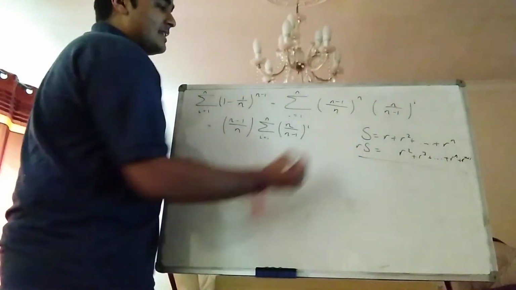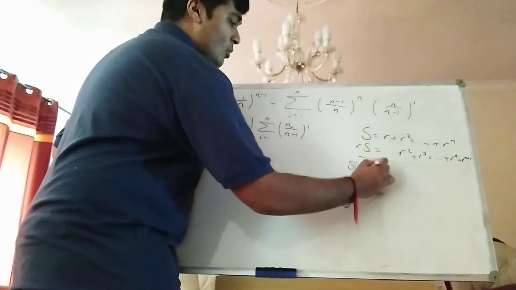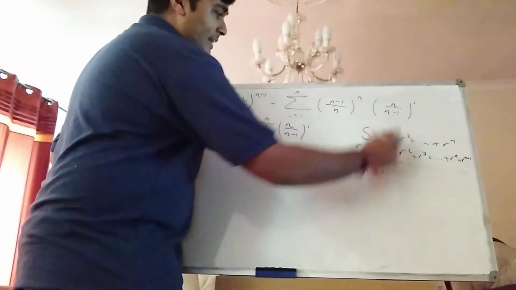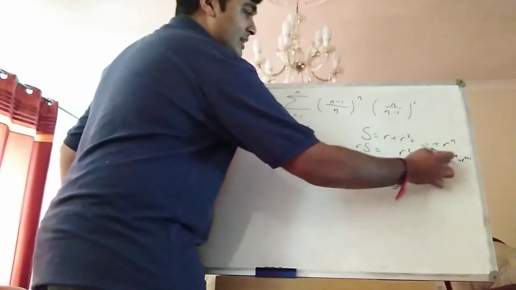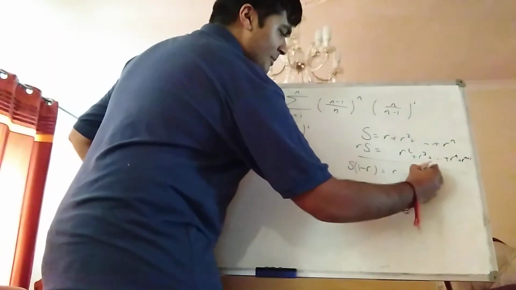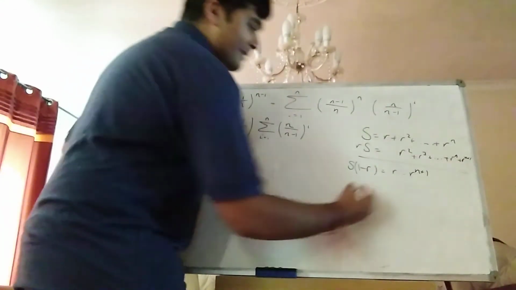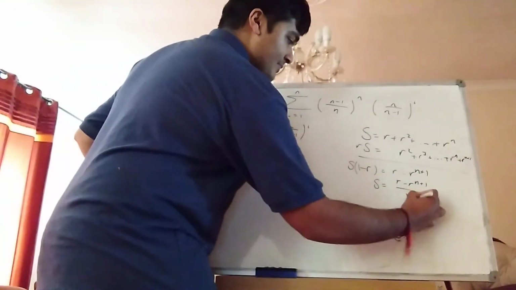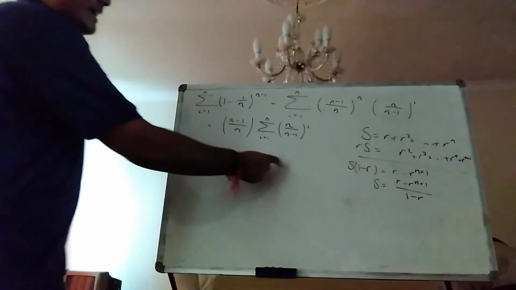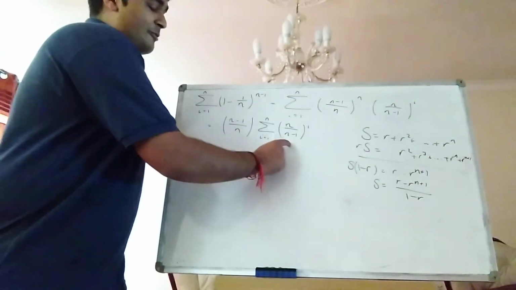I look at the difference of these two lines, so here I get S times (1 minus r) by factoring out an S, and on the right hand side I'll get an r, then this will cancel with this, all the middle terms will cancel, and I'm just left with r minus r to the n plus 1. Dividing both sides by 1 minus r gives me this thing here. Okay, cool.